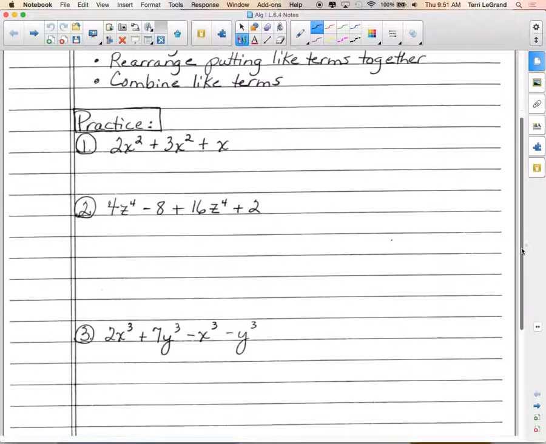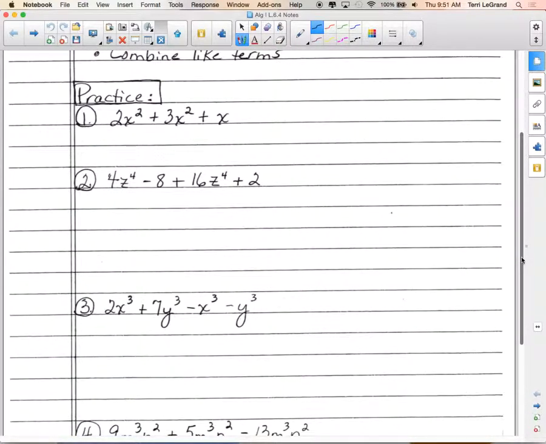So we have 2x squared plus 3x squared plus x. How many monomial terms are there? 3. Currently there are 3. Can we make it so that it has fewer terms? Yes, because which are the like terms in this one? The x squared. So see, now you guys know that the x squareds are like terms. That was just like nothing for you, right?